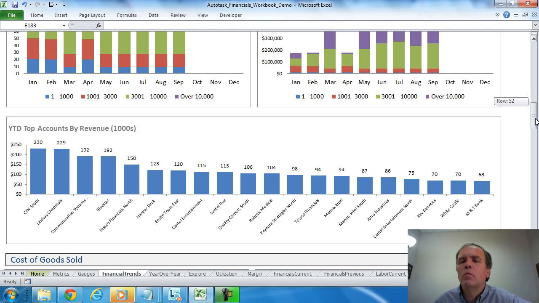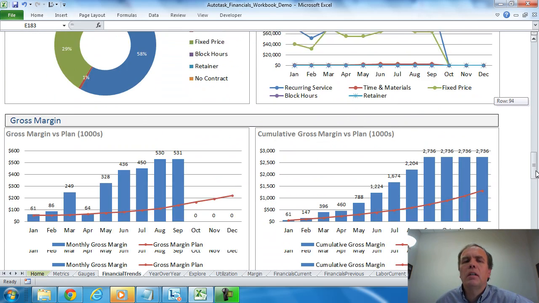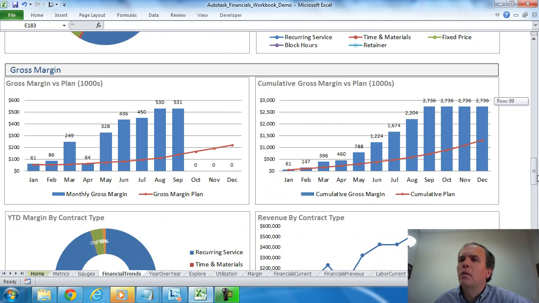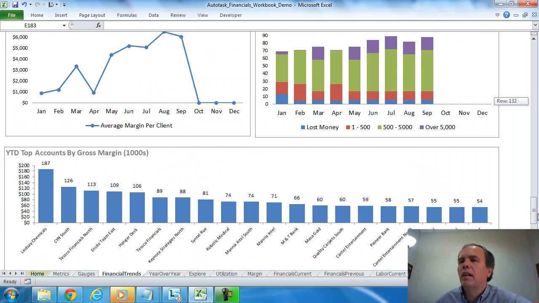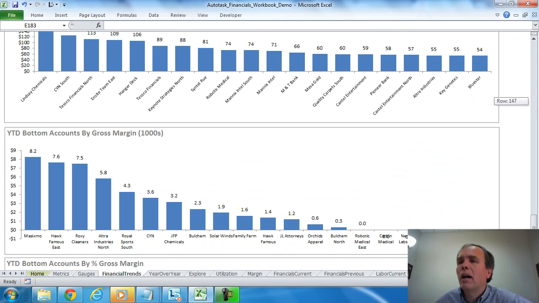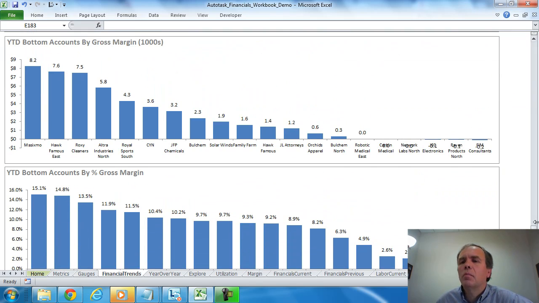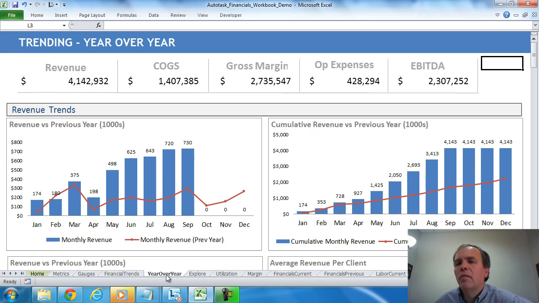And more importantly, and we'll dive into each individual section in later videos, we give you breakdowns on cost of goods sold. We give you a breakdown in terms of the gross margin. How much money are you keeping? What's most profitable for you? We give you year-to-date accounts by gross margin, by who the bottom clients happen to be, who you might be losing money on, accounts in terms of the percent gross margin. So you get that in terms of easy to look at trending analysis, seeing where you are corresponding to plan. And then we also provide year-to-date numbers.